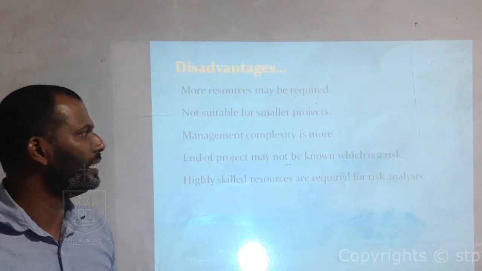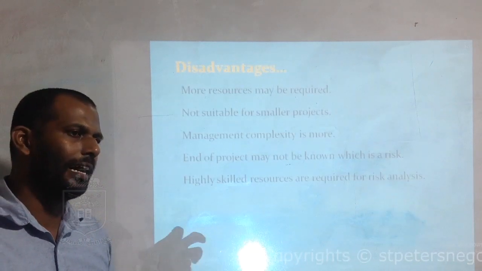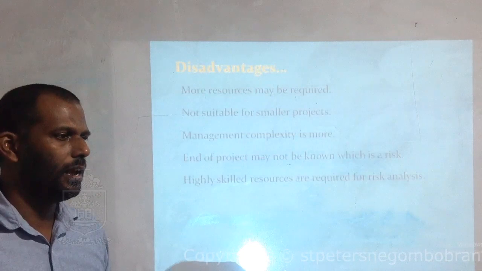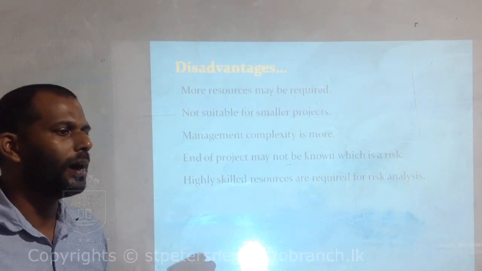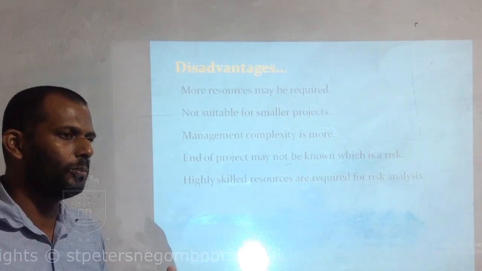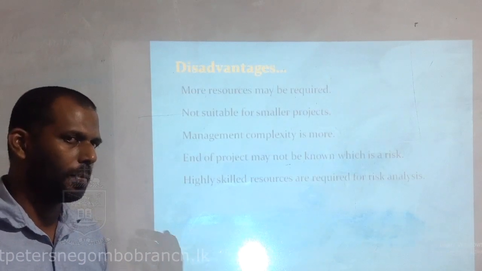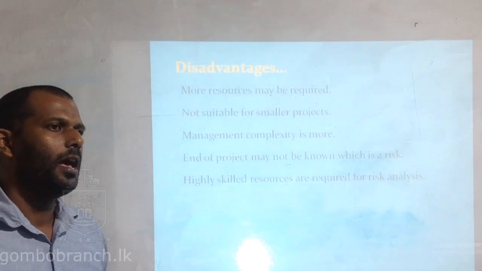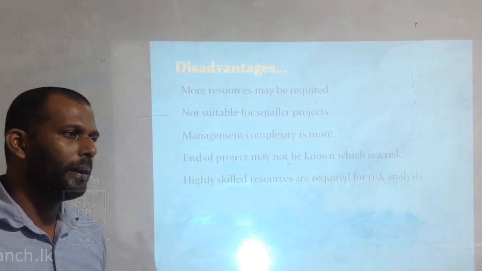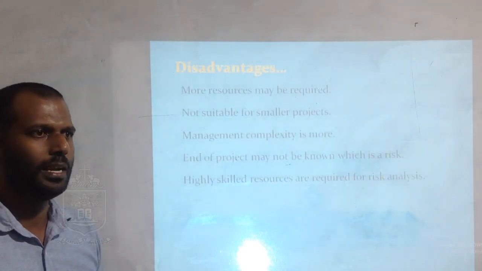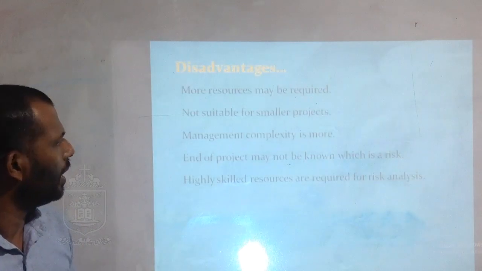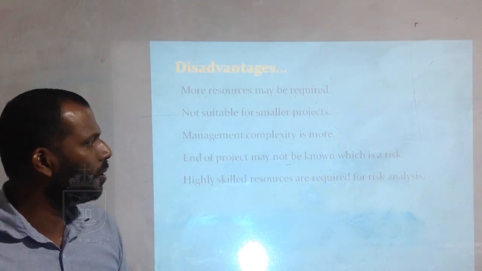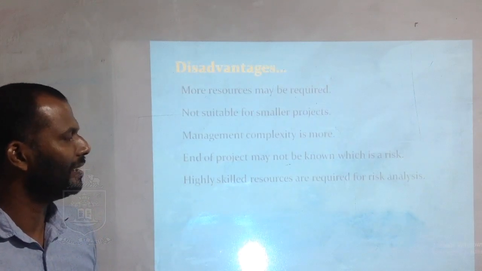Management complexity is more. Managing each team is very complex. Top-level managers have to think about how to separate these parts, how to separate the cycles, because sometimes there may be dependencies between the systems. That means you have to correctly identify and separate those parts. The end of the project may not be known, which is a risk.